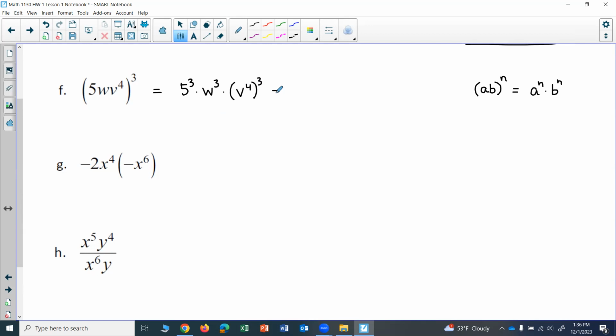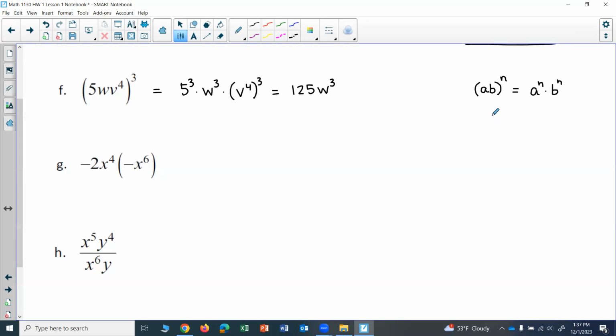I would go ahead and figure out 5 to the 3rd. That gives me 125, 5 times 5 times 5. The w to the 3rd is good, so I'll write 125w to the 3rd, but now I still have these parentheses, and when I'm simplifying, I have to get rid of all the parentheses.